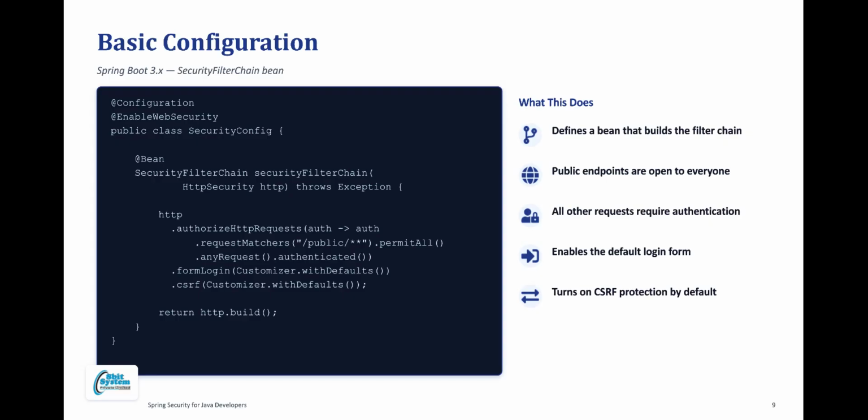Here's a basic setup, Spring Boot 3. You define a security filter chain bean using HTTP security. authorizeHttpRequests marks which URLs are public, here anything under /public, and everything else requires authentication. formLogin enables the default login form, and CSRF turns on CSRF protection. This one bean replaces the older configuration style entirely.